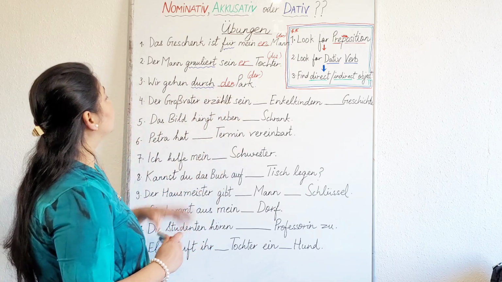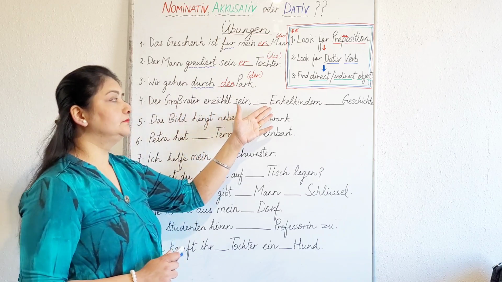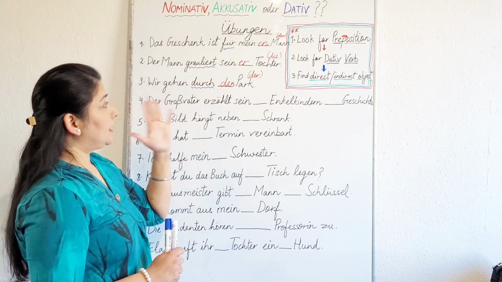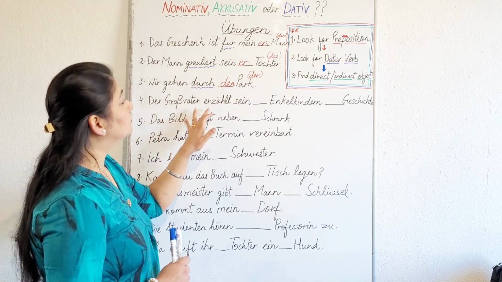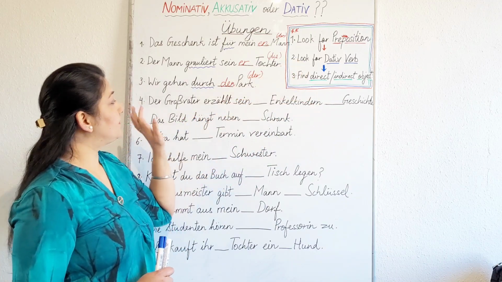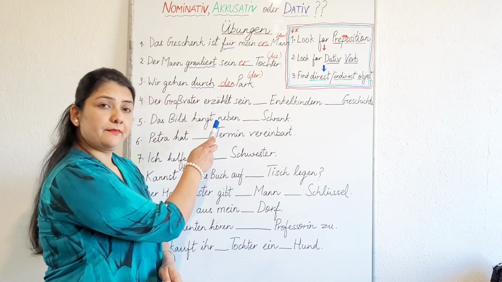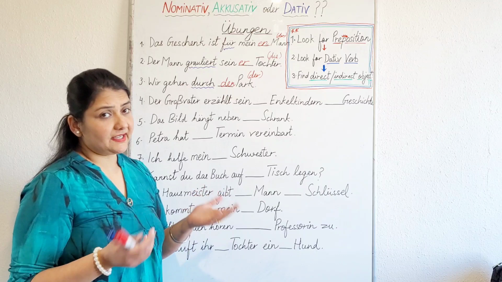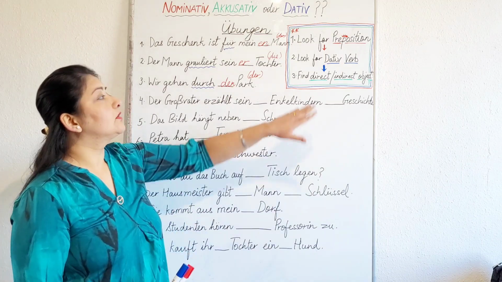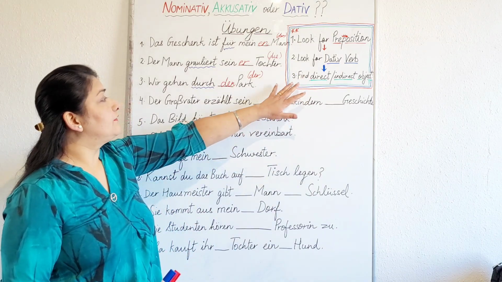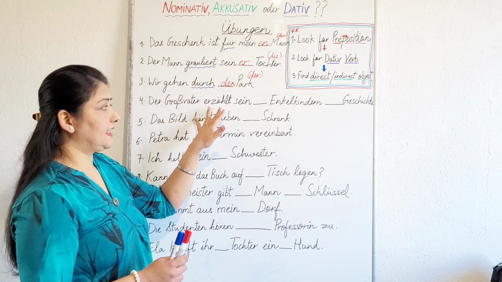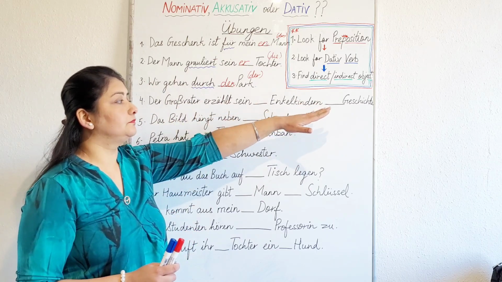Vierter Satz. Der Großvater erzählt seinen Enkelkindern eine Geschichte. Was kommt hier dann? Also, erster Schritt, Präposition? Nein, keine Präposition gibt es hier. Zweiter Schritt, gibt es ein Dativverb? Welches Verb haben wir hier? Erzählen. Erzählen kann beides sein, kann beide Ergänzungen haben. Dann kommen wir zum dritten Schritt. Then find the direct or indirect object.